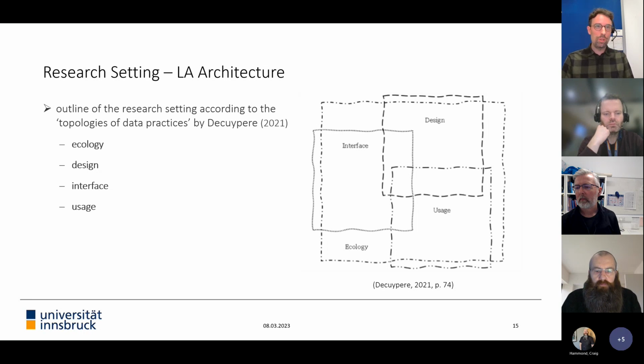And I outline the research setting according to the topologies of data practices by De Kuiper. These topologies are ecology, design, interface, and usage. And as you see in this graph on the right-hand side, they are interrelated. I mean, De Kuiper says it would be good to analyze all of these topologies, but we focus on the usage of the students, and we use these topologies just to describe the research setting.